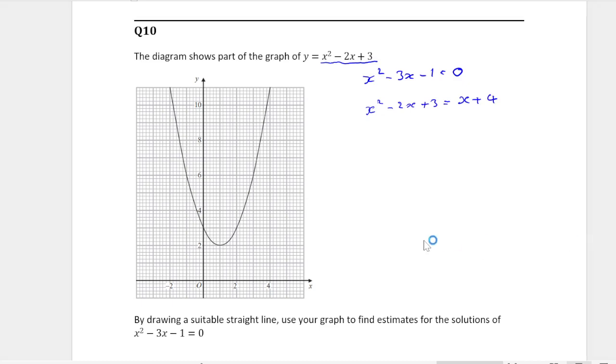So now I need to draw that graph. I want to draw the graph of y equals x plus 4 and then see where they intersect, and that's going to be my solution. So I've got an intercept of 4 and I've got a gradient of 1. So for every 1 across, checking my scale, I go up 1.